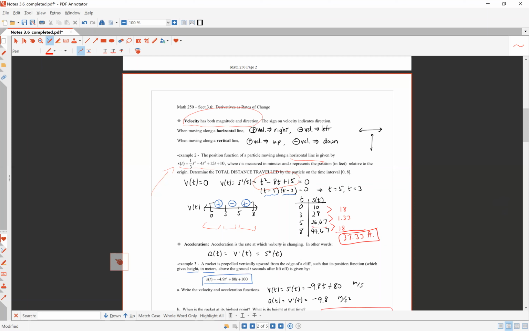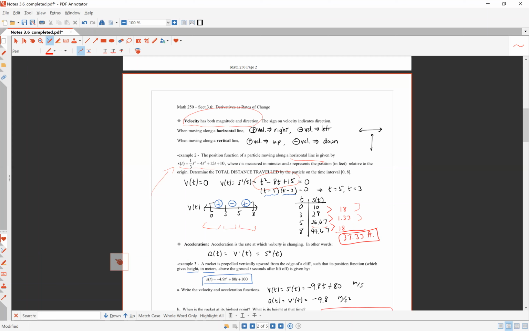At first it might be confusing. Oh, wow, at t equal to 3 minutes, you're at 28 feet. But now what happened? At t equal to 5 minutes, it's less, and that's because we've turned around and gone back to the left. So what's the difference there? We've gone from 28 feet to 26.67 feet. In the first 3 minutes, we've gone 18 feet, and then the next 2 minutes, from 3 to 5 minutes, we've gone 1.33 feet.